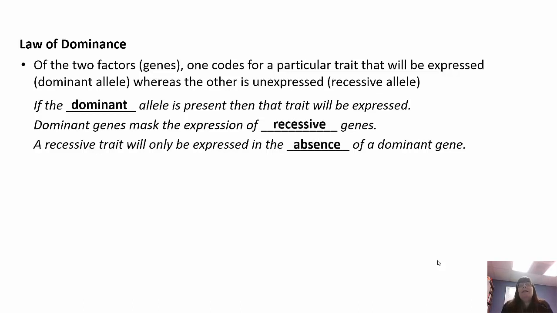He also had the law of dominance. So of these two genes, one codes for a particular trait that's going to be expressed as long as it is present, and the other one is going to be unexpressed. So the one that's always expressed when present is called the dominant allele, and the one that is unexpressed unless both genes, both factors, both alleles are recessive, is called the recessive allele. So if the dominant allele is present, that trait will be expressed. They mask the expression of the recessive genes. But the recessive trait will be expressed if there isn't a dominant gene present.